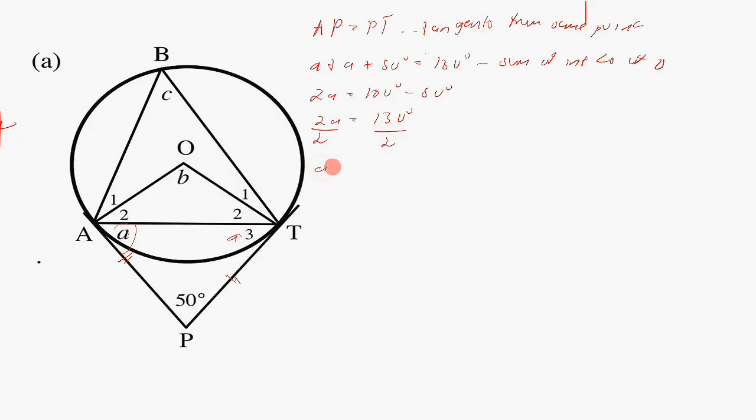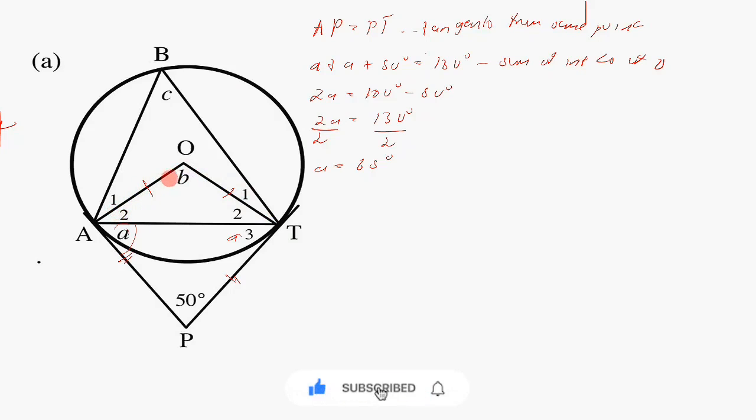So our A is going to be equal to 65 degrees, right? Then we have the size of A. Then to calculate the size of B, we can just check here. We have OA. OA is the radius and OT is the radius. So OA and OT are radii and they're equal. They form an isosceles triangle.